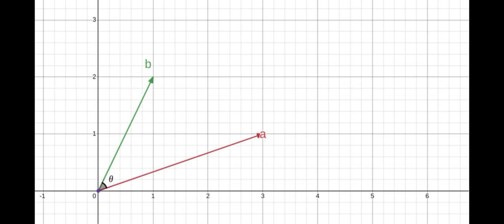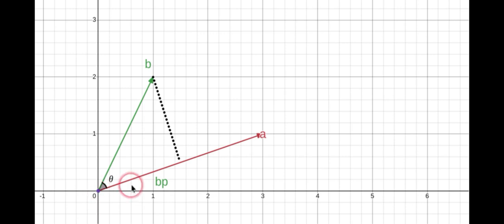So if I drop a line segment here that forms a 90 degree angle with A, this length here, which I'm going to call the projection of B, BP, this length times the magnitude of A is actually the dot product, right? So how can we find this length BP? Well, look at this. The cosine of theta is equal to the adjacent, this piece, divided by the hypotenuse, right?